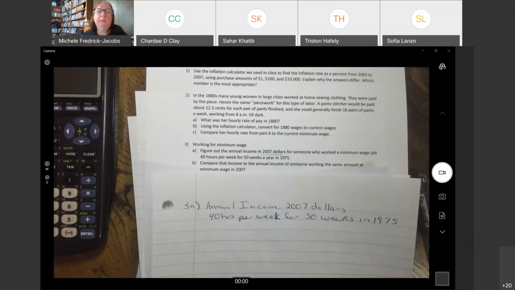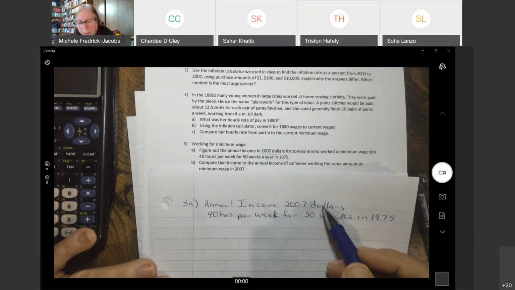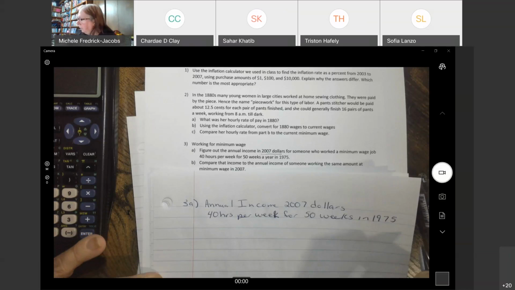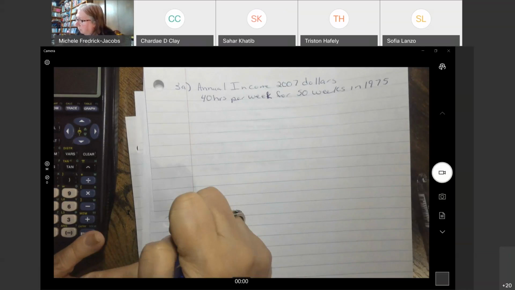Any preference? I found annual income first and then did it, but we can do it either way. So do we just look up like what the minimum wage was in 2007 then? No, in 1975. Or oh, okay. We will look it up, I think, in 2007 for Part B. Oh, okay. We could look them both up right now, but that would be Part B. Okay. We'll put A, and we'll put B.